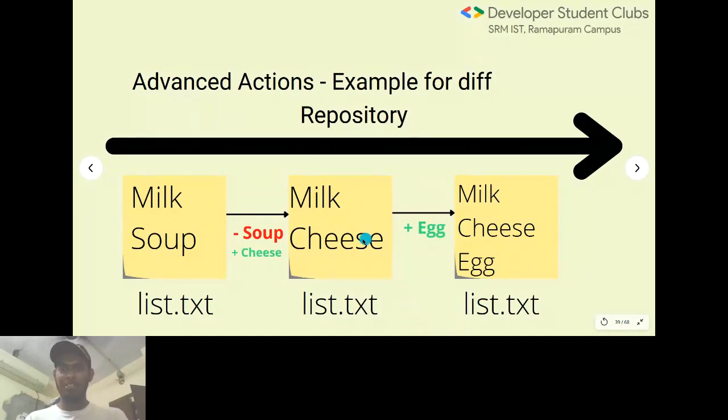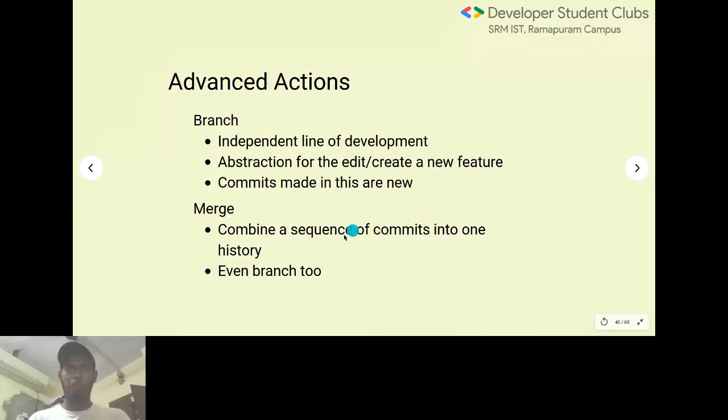And another developer wants to add one more item in this list, and egg is added, so it shows a plus egg, which is in green color. So the thing is, every time if you want to see the changes that happened, you can use the command diff, so it shows these things like red color, green color.